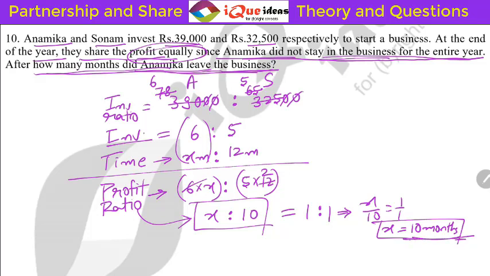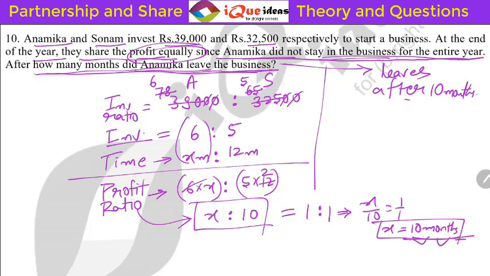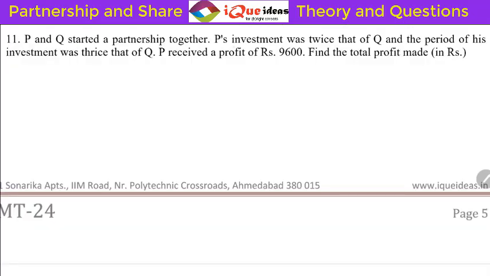Correct. Right. So from this, Anamika was there in the business for 10 months. That means Anamika leaves after 10 months. Be very careful. If the question was how many months before the year end Anamika left, then answer would be 2 months. Right. So you have to be careful about the language of the question. Okay. The next one now. P and Q started a partnership together.